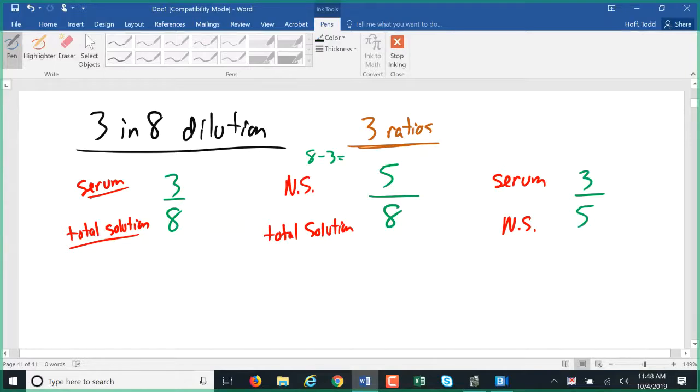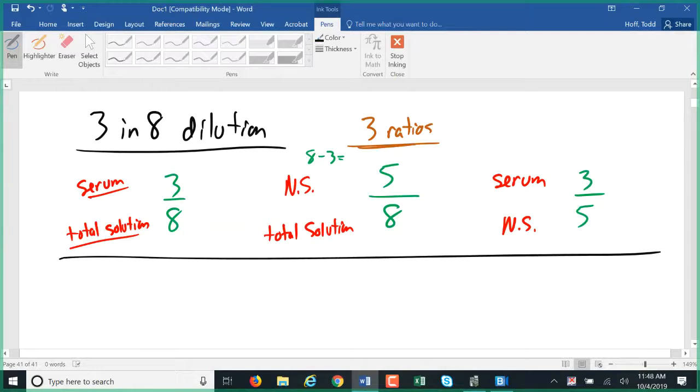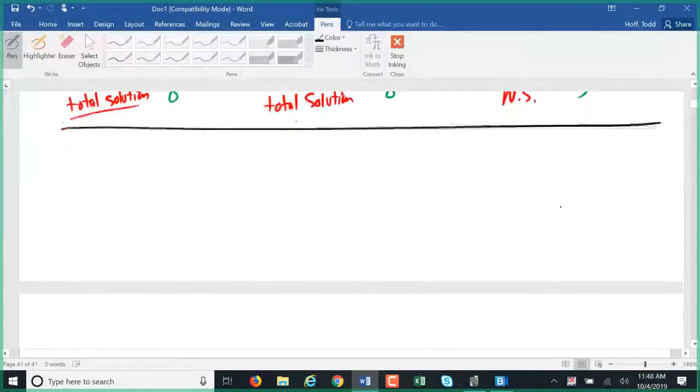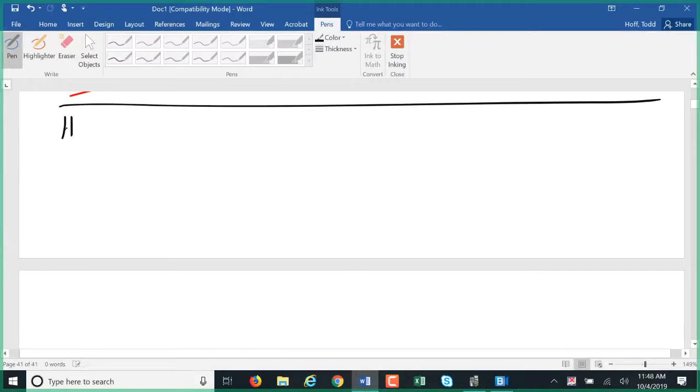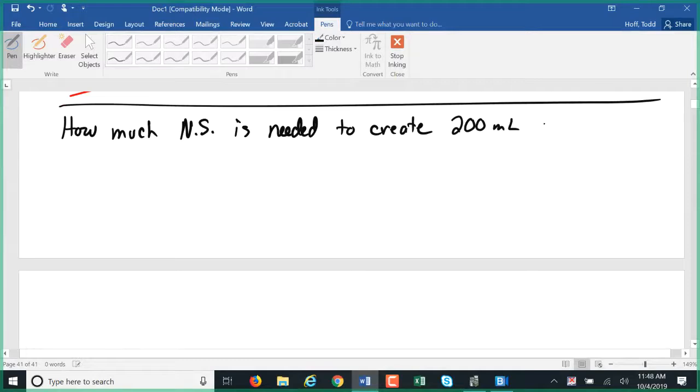Why is this important? Well, because we'll be given the dilution, but in some cases we're not looking for the serum, or we're not looking for the total solution. You might ask, how much NS is needed to create 200 milliliters of a 3 in 10 dilution.